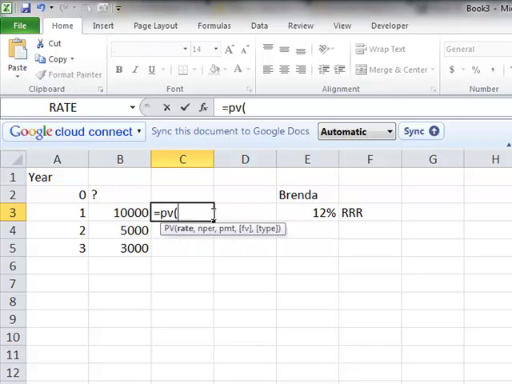So I will use the present value function. The rate is this 12%. I'm going to make it an absolute reference because when I copy it down to C4 and C5, I still want to refer to the 12% rate. And the way that I change that from relative to absolute reference is I'm just pressing F4.